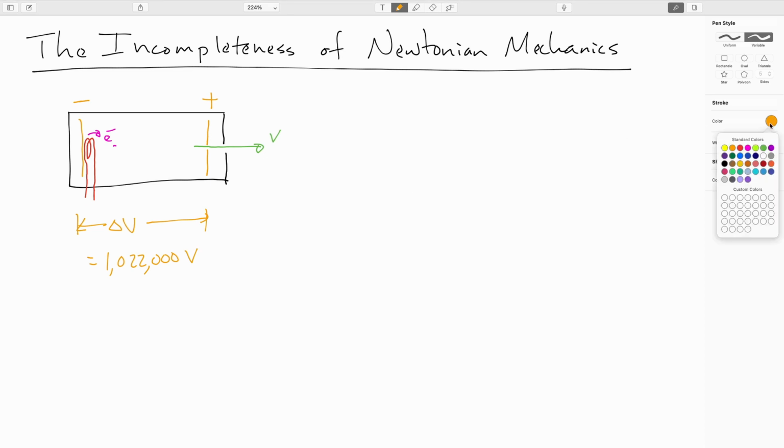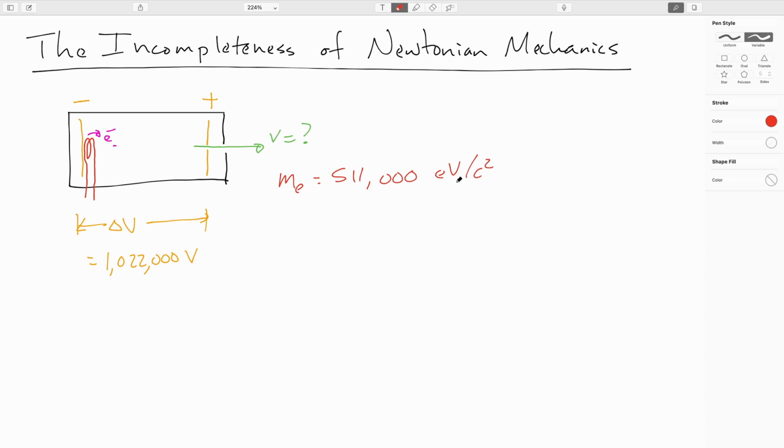How about you go ahead and pause the video for a moment and figure out how fast our electron would have to be going. You can do this by energy conservation. It's probably helpful if you remember that a way that you can write the mass of the electron is 511,000 eV per c squared. And let's just express our speed as a fraction of the speed of light. So go ahead, pause the video, give this a try, and when you're done, get back with me.